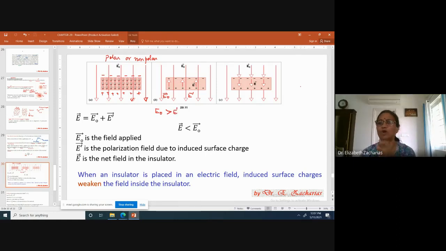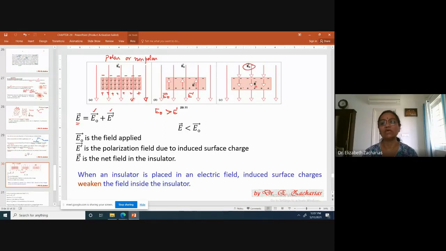E prime will be small because there are no mobile charges. Whatever polarization you're getting is simply because of orientation. So as a result, the net field inside the material will be the vector sum of both these fields. You can see that they are in opposite directions. Therefore, which is greater? E naught is greater than E prime. Therefore, the net field E inside the material is parallel to E naught.